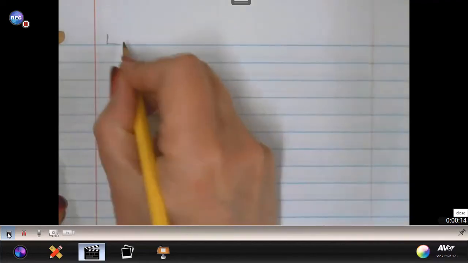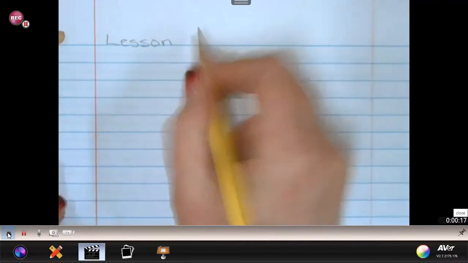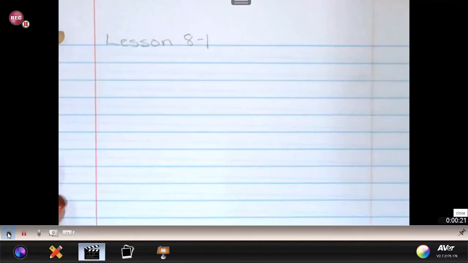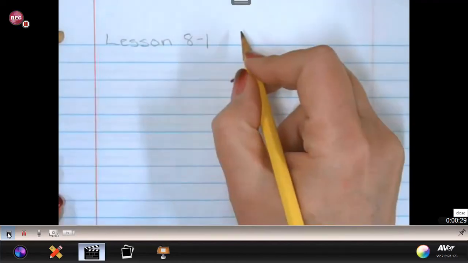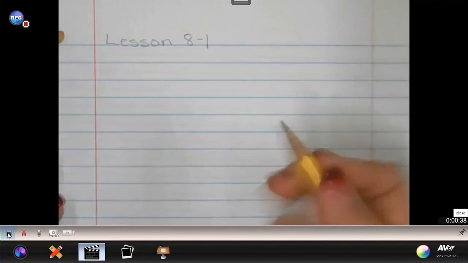So up here at the top of my paper, I'm going to write the title of our lesson so that it helps me remember which lesson we're doing. And we are using our understanding of relating multiplication and division. And remember, multiplication or division is the idea of an unknown factor.